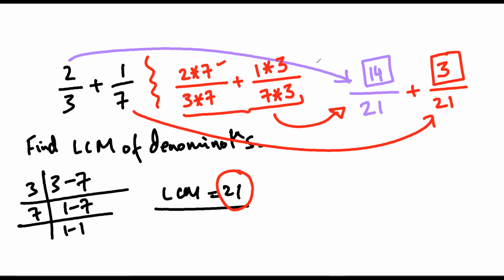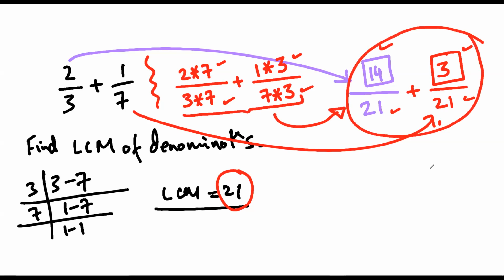So 2 into 7 is 14. 3 into 7 is 21. 1 into 3 is here. 7 into 3 is here. And therefore, the answer of this would be, Mr. Sarthak, 17 by 21. 17 by 21. Perfect.